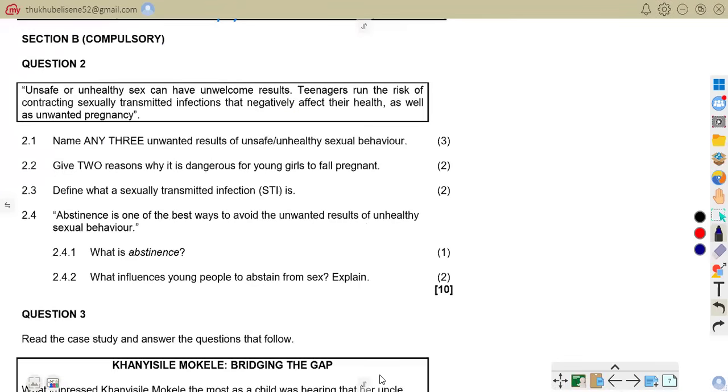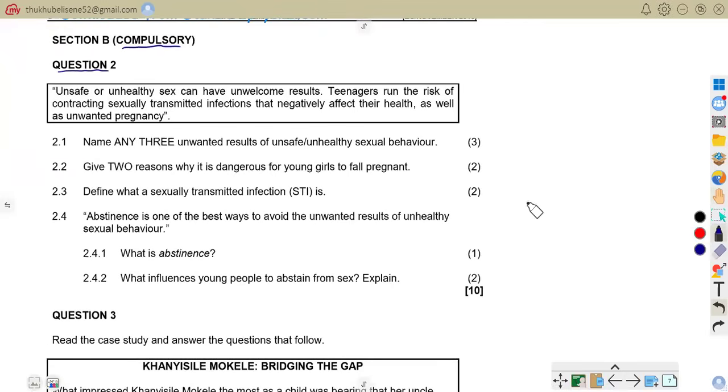So let's quickly move to section B. We know very well that section B is also compulsory, and we are going to attend to question 2. Let us not even waste time and attend to it. We're given a scenario where it says unsafe or unhealthy sex can have unwelcome results. Teenagers run the risk of contracting sexually transmitted infections that negatively affect their health, as well as unwanted pregnancy.